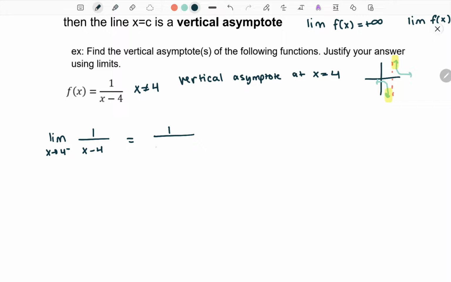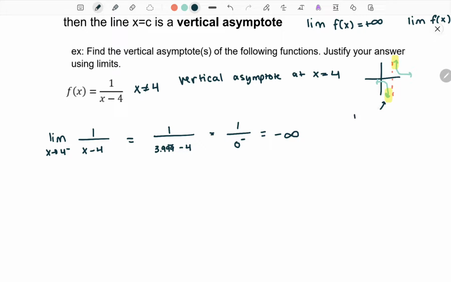Well, I can substitute in a number that's slightly smaller than 4, so like a 3.999 kind of deal, minus 4. What that leaves me with is a 0 on the bottom, but it's a 0 that is ever so slightly on the negative side. And as we've said before, if I take 1 and divide it by the tiniest number, it's approaching infinity. Because it's a negative number, it's a negative infinity. And so the limit from the left side is negative infinity.